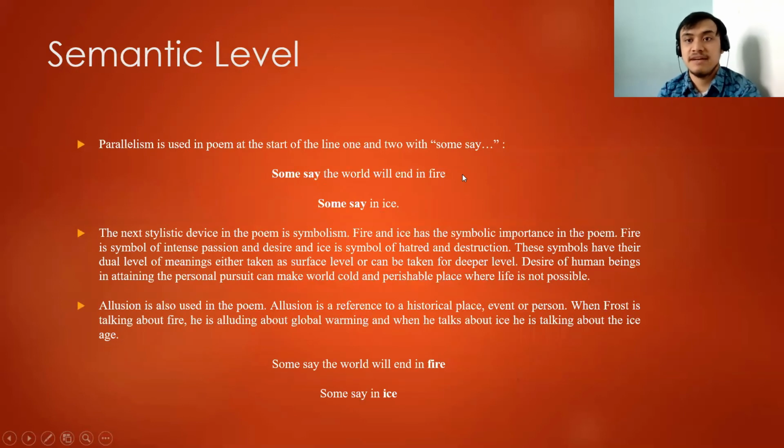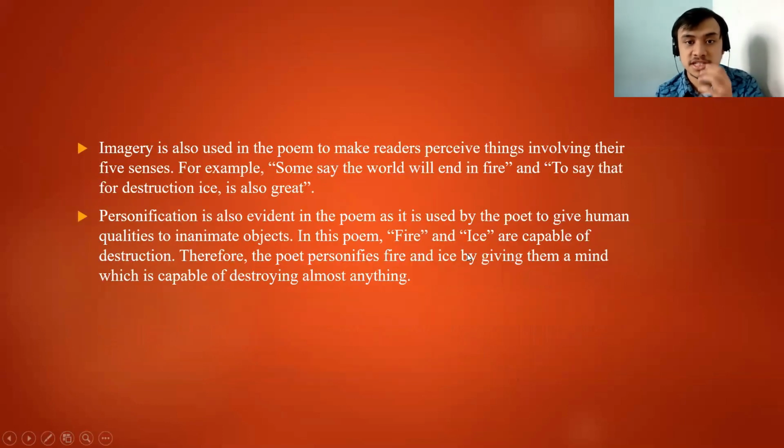Next up, we have the semantic level. As you can see, there is parallelism in the idea of "some say". There is symbolism, where fire and ice have symbolic importance. Fire is desire, ice is hatred and destruction. Allusion is also used, referring to a historical place, event, or person. Fire is global warming, ice is the ice age. And then imagery, "some say the world will end in fire", to say that for destruction, ice is also great. It gives us the image of how it most likely would end. Personification gives form and life to fire and ice, giving them the power to destroy things.